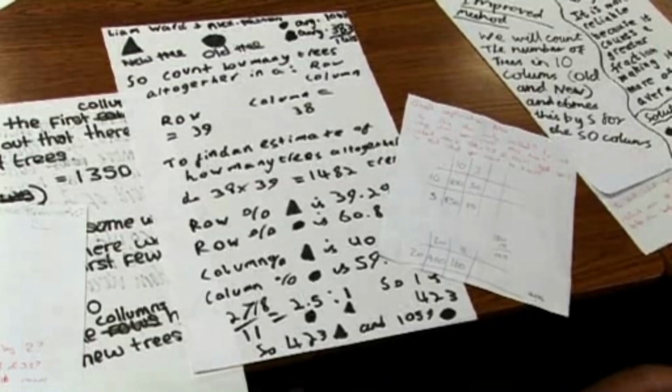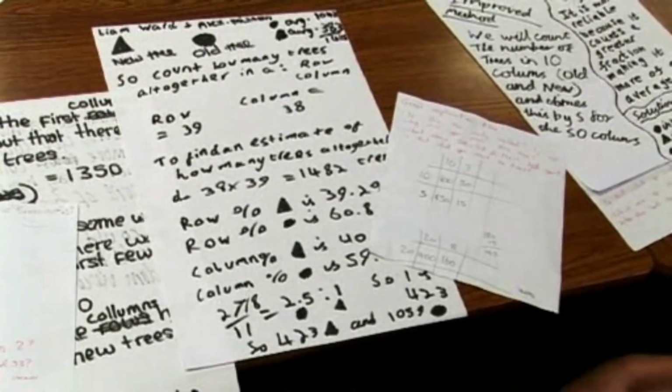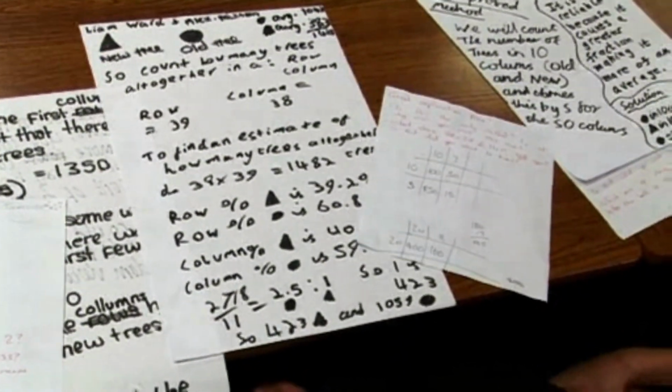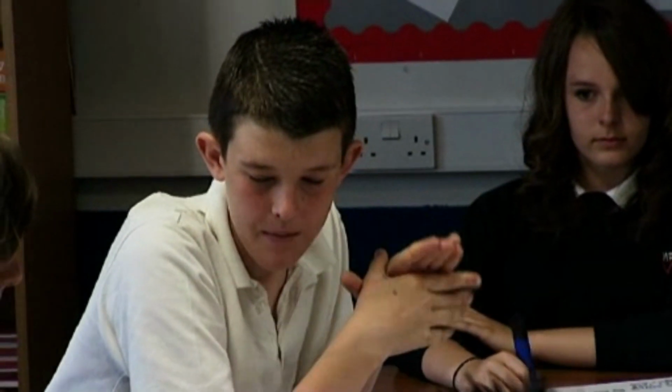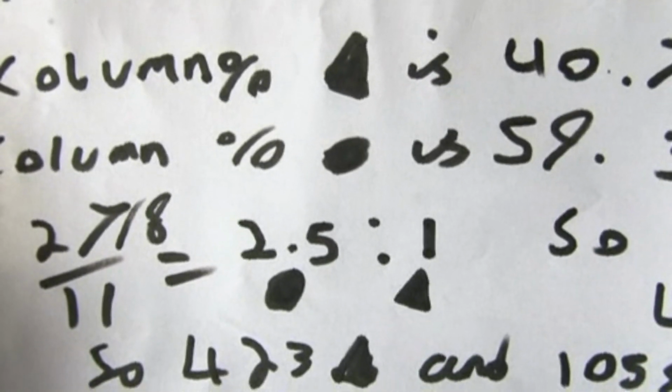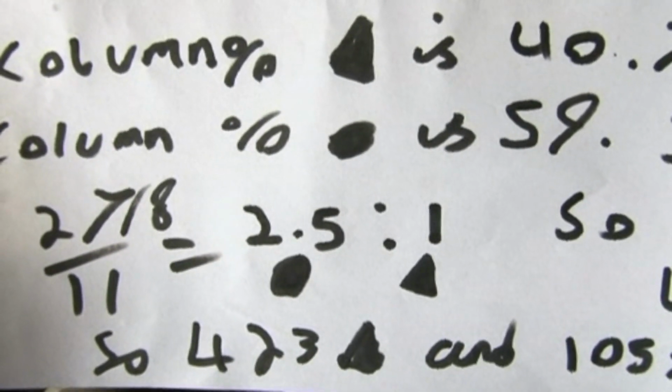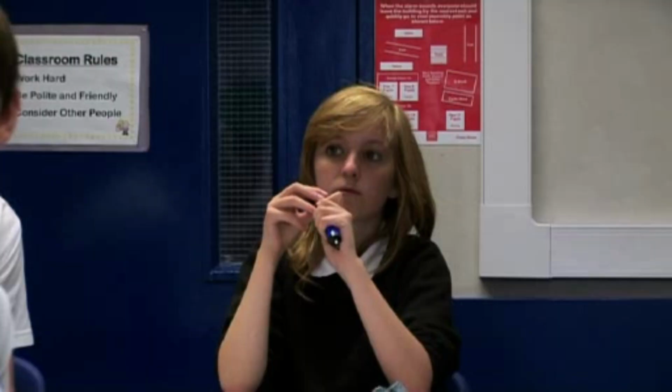Yeah, because what we did is we counted that there's 28 old trees in a row, and 27 old trees in a column. So we went half and half and put it in a top-heavy fraction. So we had 27 over 11, because that's the number of new trees on both the column and the row. And then we put that as a ratio, which is 2.5 to 1, and then we divided the total number of trees by 3.5, and then put it in.